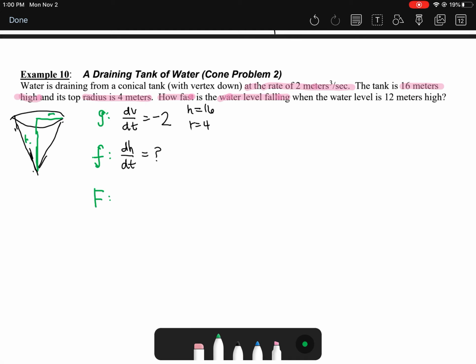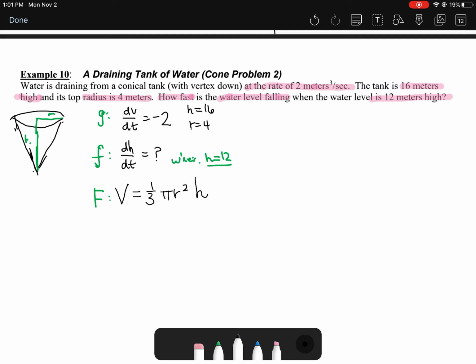when the water level is 12. So this one's a little interesting. I'm just going to put this here: when h is 12, okay? Because we're given two different h's here. So I need a formula. Well, we're talking about that volume again. So the volume is equal to 1/3 pi r squared h.